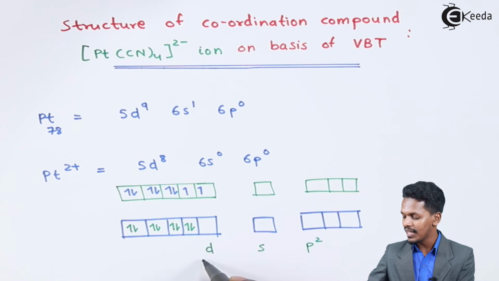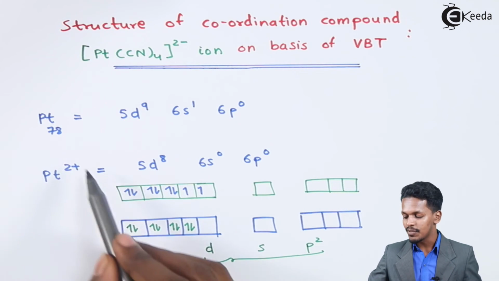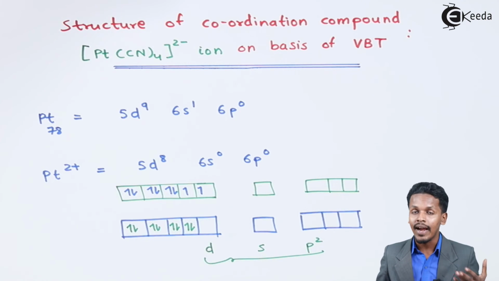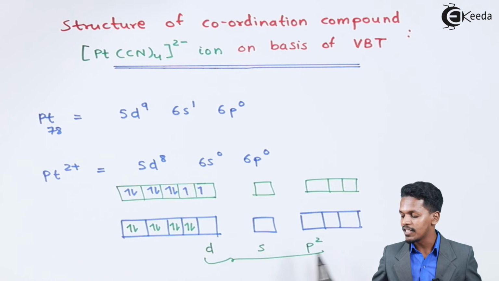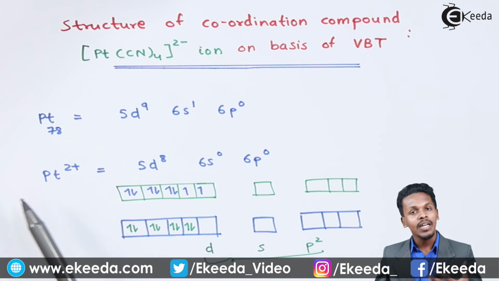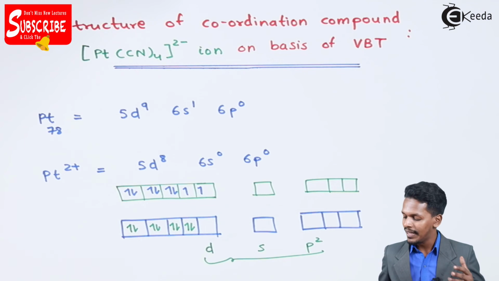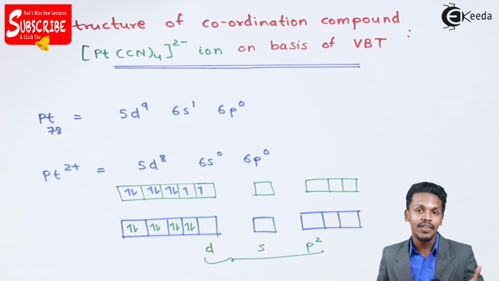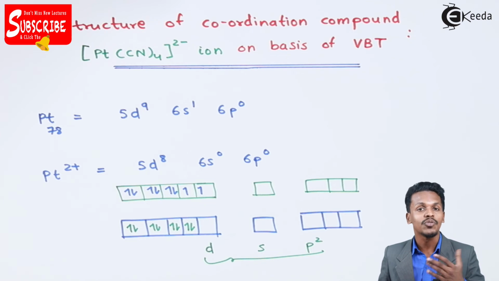So in that case we could say that the central metal ion, platinum 2+, will undergo hybridization of dsp2, and the structure we understand is square planar. So here basically we have understood that platinum will undergo hybridization of dsp2, and this will give a square planar geometry to the complex.